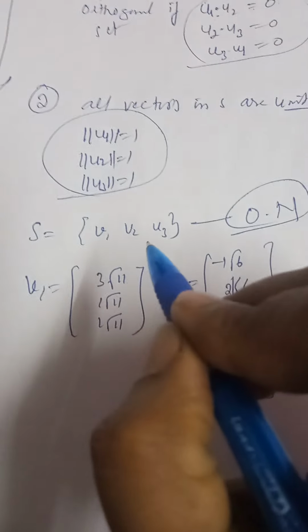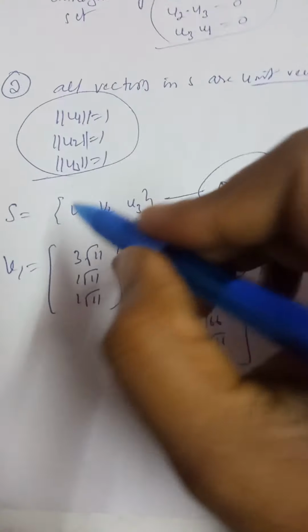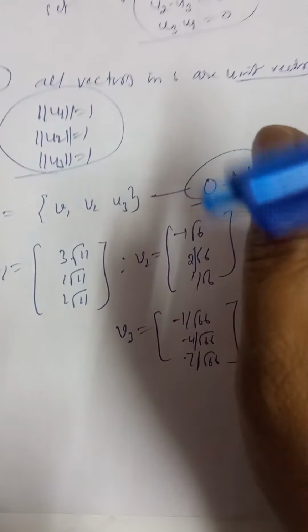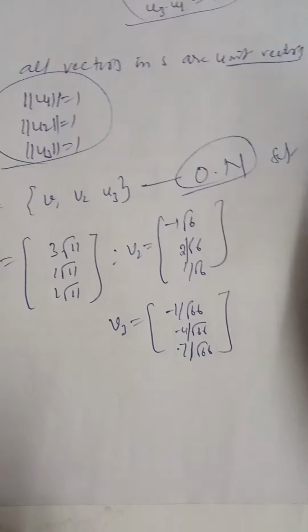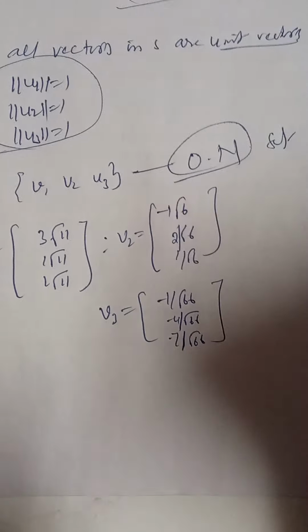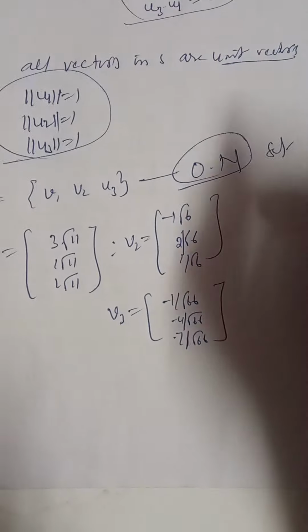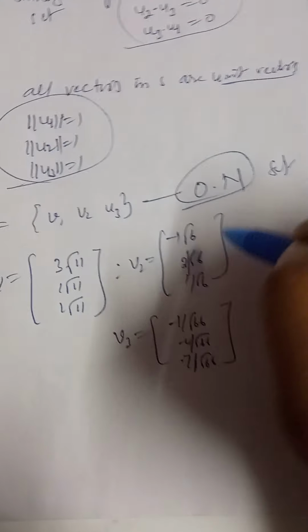Orthonormal set means what do we have to show? First of all, it is an orthogonal set. That means v1 dot v2, you have to show that it is 0. v2 dot v3 is also 0. v3 dot v1 is equal to 0. If their dot product is equal to 0, then it is an orthogonal set. And if the length of each vector is equal to 1, then the set is said to be an orthonormal set. Try to solve this one.